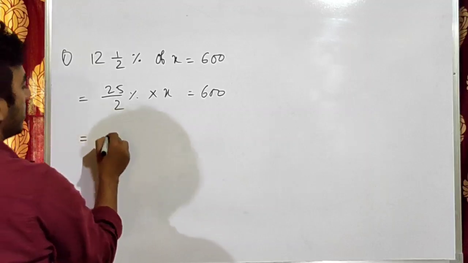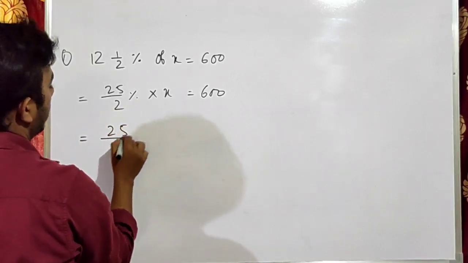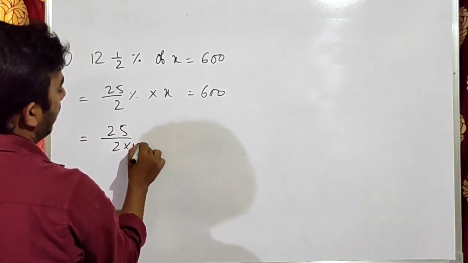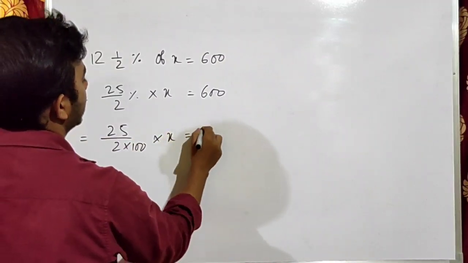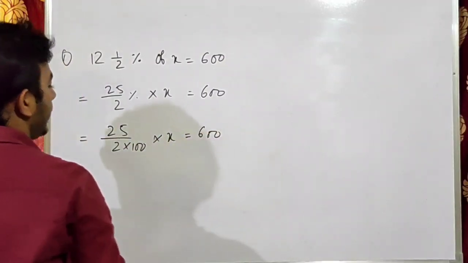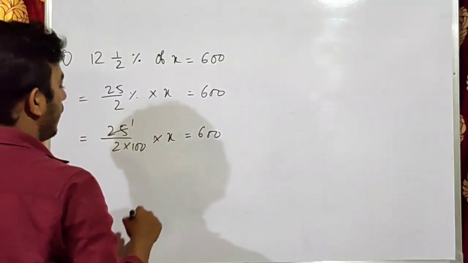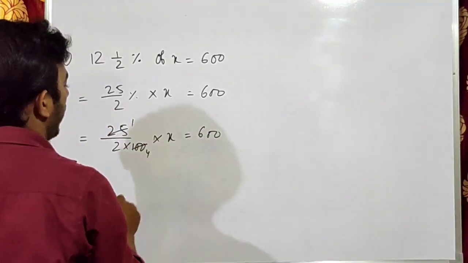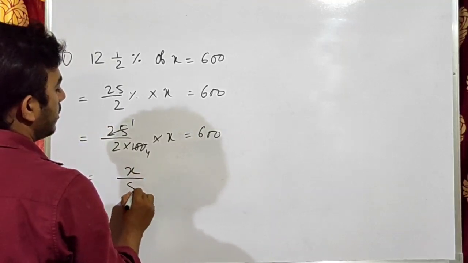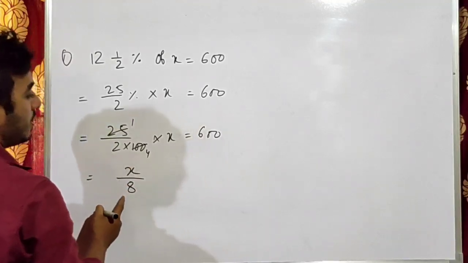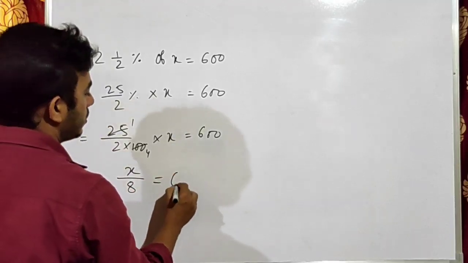So it will be what? 25 by 2 into 100, then into x equals 600. So 25 into 1 is 25, 25 into 4 is 100. So it will be x by 8. 2 into 4 is 8, isn't it? X by 8 equals 600.